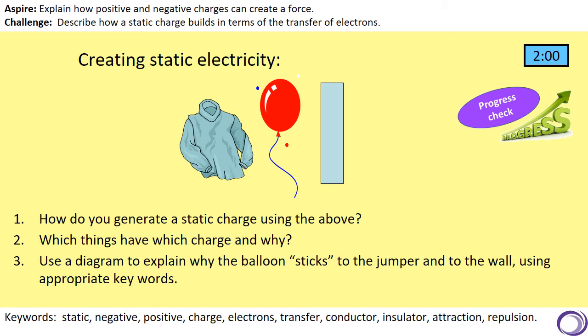So, another progress check. How would you generate a static charge using the above? Which things have charge and why? And then explain why that balloon will stick to the jumper and to the wall. Don't forget, it's a slightly different explanation when you explain it sticking to the jumper, when the two have been rubbed together, than you use to explain how it sticks to that wall.